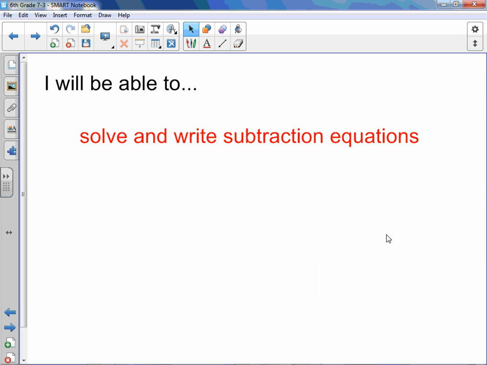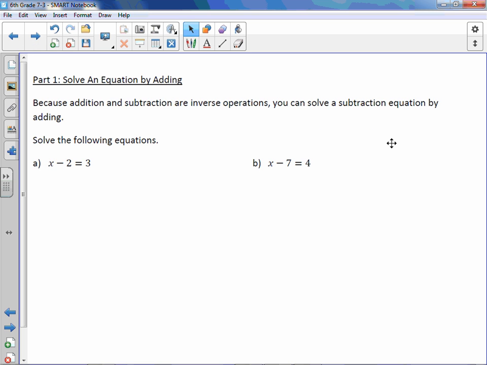Chapter 7, Lesson 3, Solve and Write Subtraction Equations. You will be able to solve and write subtraction equations. Because addition and subtraction are inverse operations, you can solve a subtraction equation by adding.